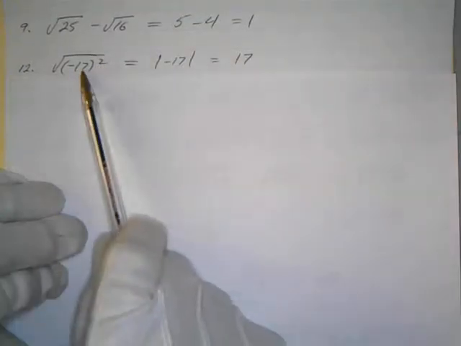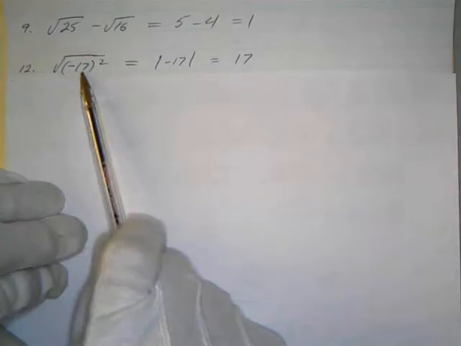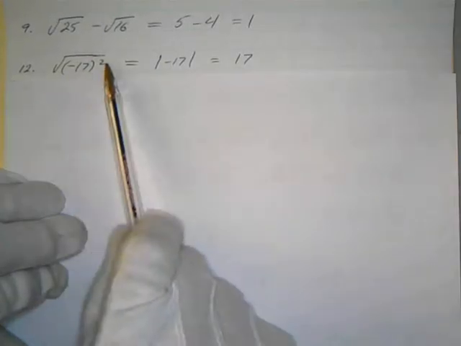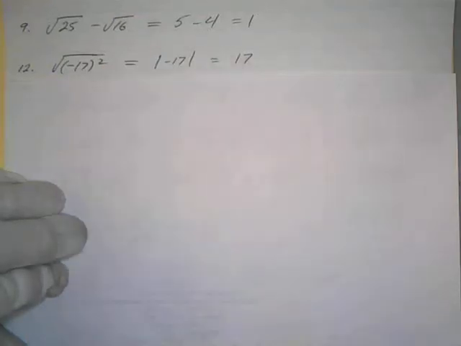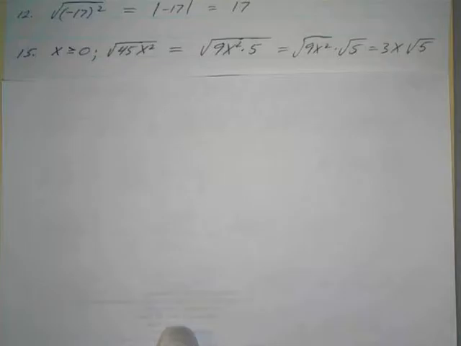Now, if that was odd, it would just be the number. If this was the cube root of negative 17 cubed, it would just be negative 17. So take a look at that rule. We went over that in class.